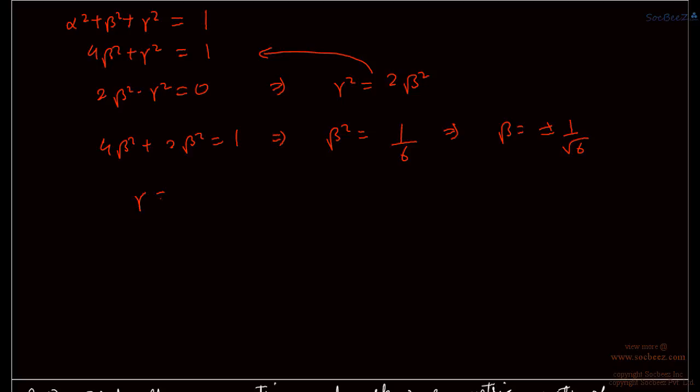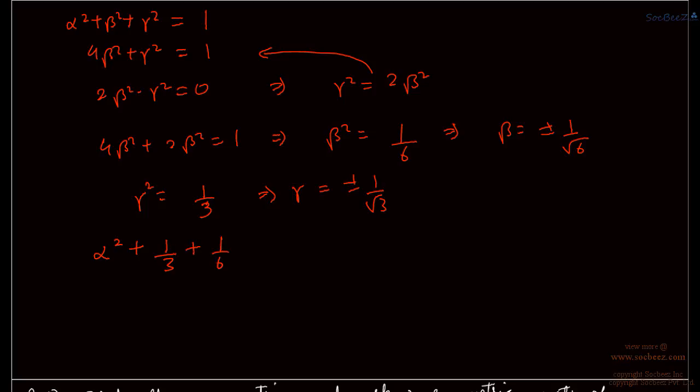Now once I know beta, I can easily find out gamma. Beta square is 1 by 6, so gamma square is 2 by 6 or 1 by 3. So that is gamma square, sorry. And hence, gamma is equal to plus or minus 1 by root 3. Now I know both beta and gamma. Put them in the first equation. What you have is alpha square.